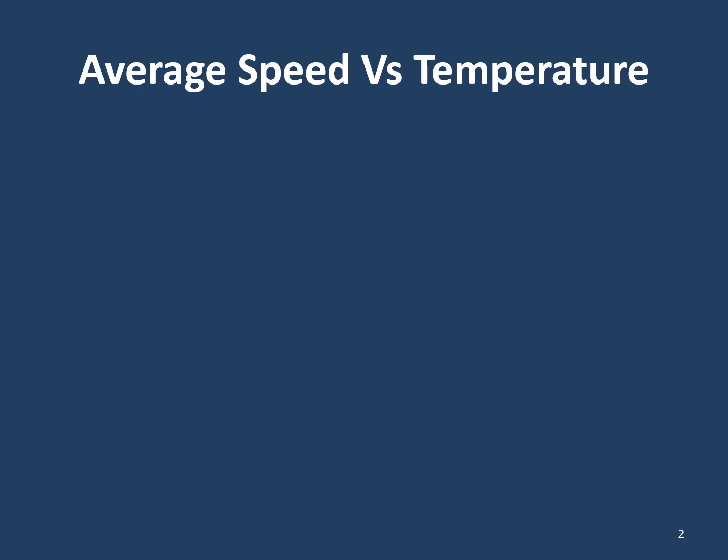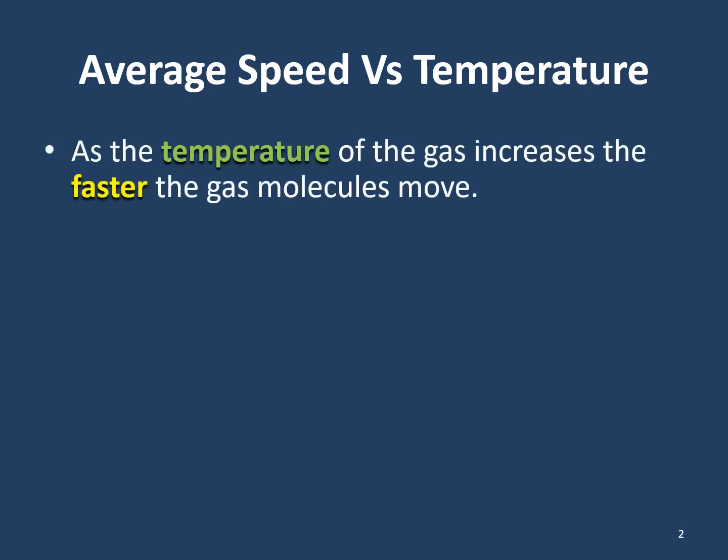So one of the things that we can use the kinetic molecular theory to predict is the average speed of our gas particles and how that relates to temperature. One trend you should know is that as the absolute temperature of a gas increases, the gas molecules in that sample start moving faster. And this is due to the average kinetic energy increasing with temperature.